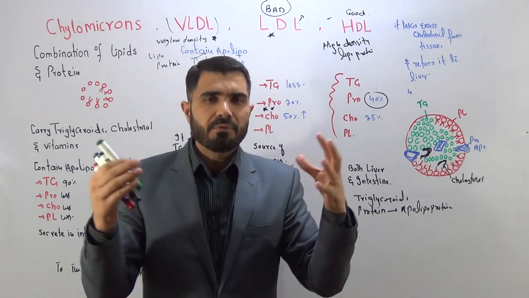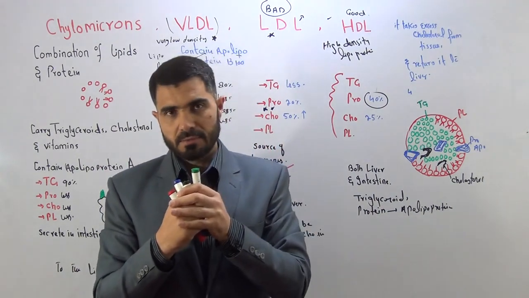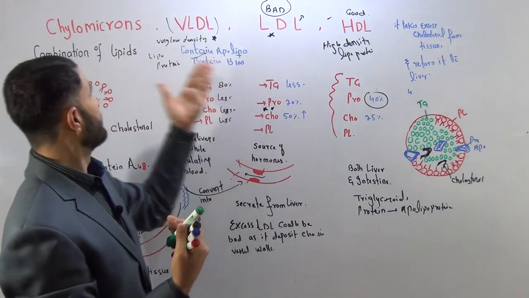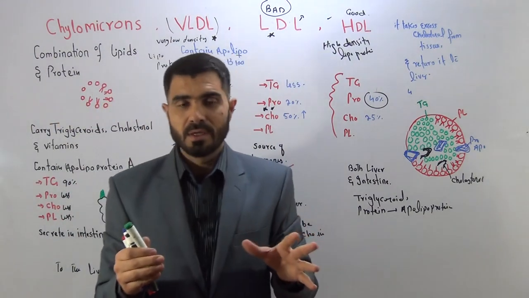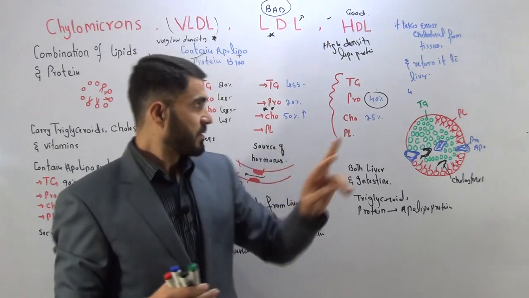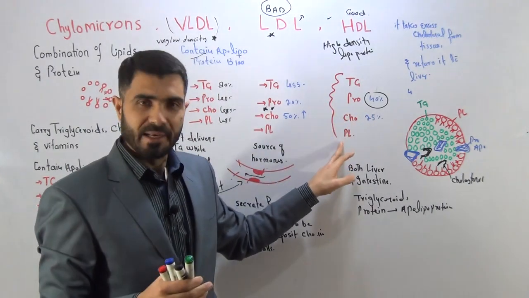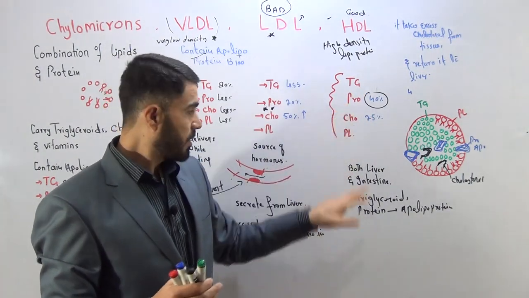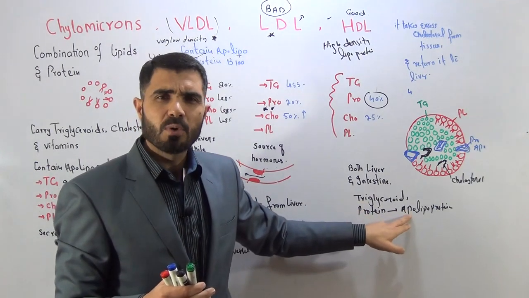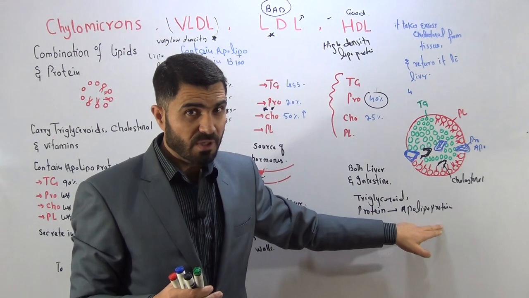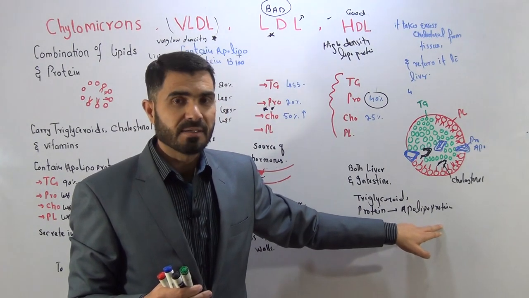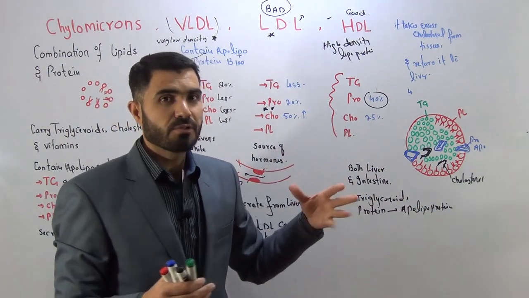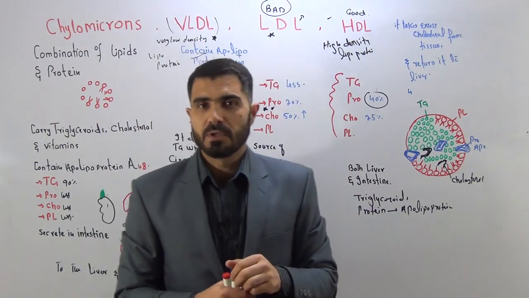Actually, four different things combine together to give us these structures: LDL, HDL, VLDL and chylomicrons. The very first thing that you should know: what are these four things? TG, PRO, CHO, PL. TG for triglycerides. Pro for protein, especially apolipoprotein. So it's a very special protein that is specially designed to attach lipid with itself. Third is cholesterol, CHO for cholesterol, and the fourth one is phospholipid, PL.